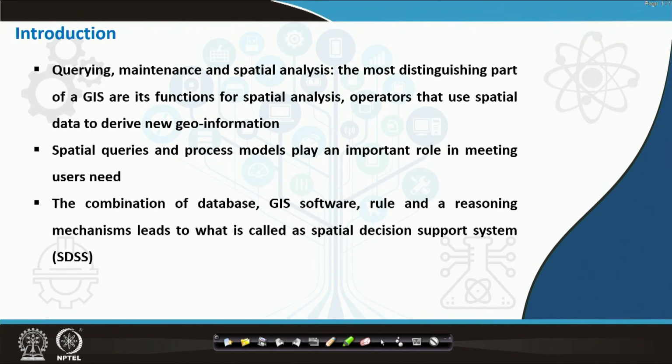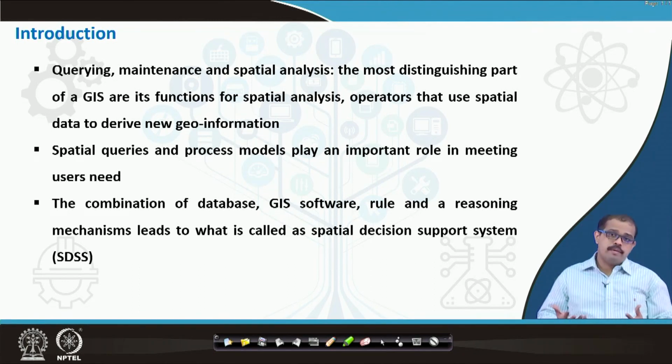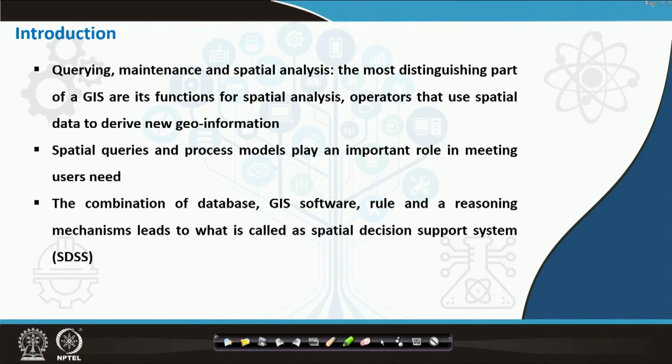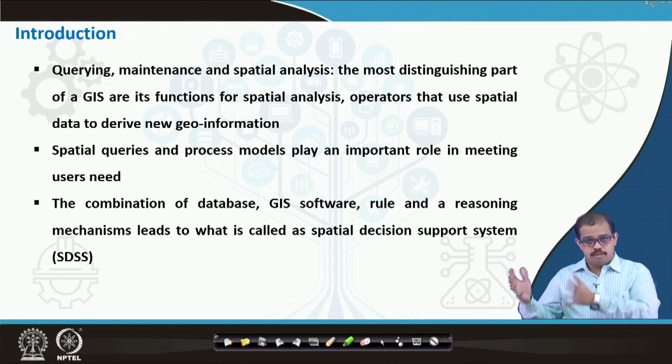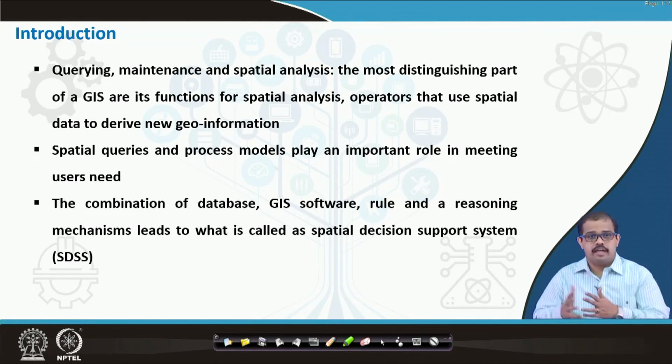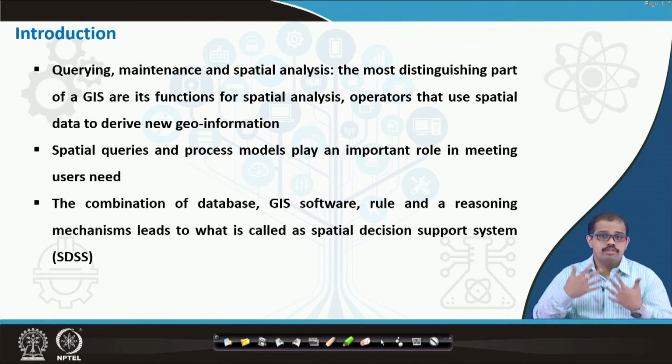So when you look at GIS, its functions for spatial analysis are operators that we use on spatial data to retrieve new geo information. When I say new geo information, these are the informations that we can get from clubbing one or two sets of data, one or two sets of information already stored in the database. Using those data sets, we derive new information. That's what I define here as new geo information, new geo outputs.